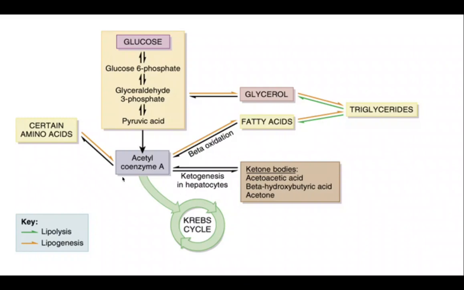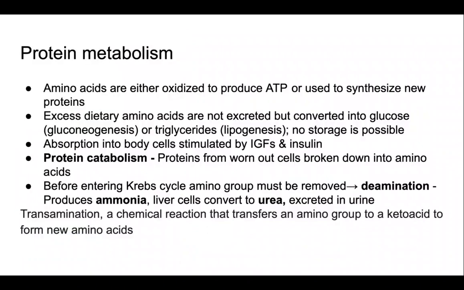So we can have ketones produced, which we will talk about later. We'll talk about the amino acids later. So with protein metabolism, your amino acids are going to either be oxidized to produce ATP, or we use them to synthesize new proteins.